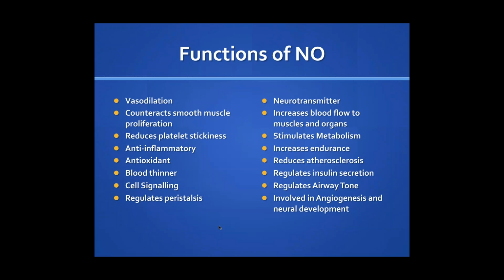Let's first look at the functions of nitric oxide. It plays a role in vasodilation of the blood vessels. It relaxes smooth muscle, reduces platelet stickiness, is anti-inflammatory and an antioxidant, is a blood thinner, and is involved in cell signaling. It regulates peristalsis and is a neurotransmitter. It increases blood flow to the muscles and organs, stimulates metabolism, increases endurance, reduces atherosclerosis, regulates insulin secretion and airway tone, and is involved in angiogenesis and neural development. It's pretty amazing. It sounds like, let's get some nitric oxide going, because it's a very positive molecule.